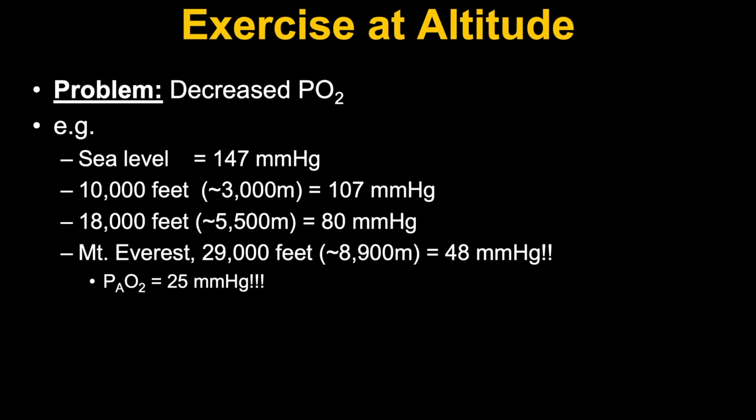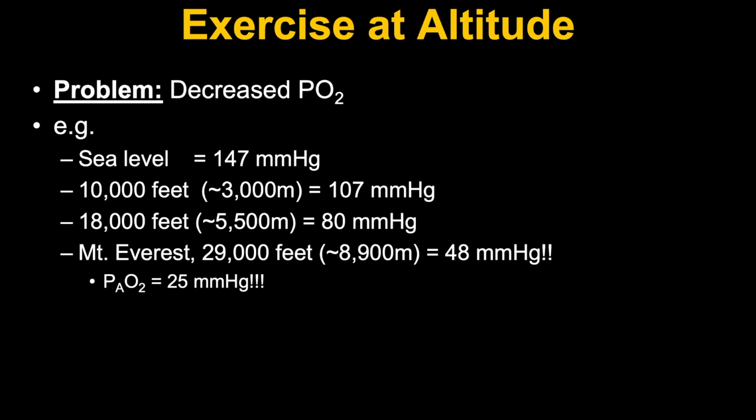The problem is that there's a decrease in the overall pressure of oxygen. If you recall from the pulmonary lecture, ambient air has a partial pressure of oxygen of about 21%. At sea level, that corresponds to about 159 millimeters of mercury. Alveolar air at this level is about 147 millimeters of mercury. If we go to 10,000 feet, the partial pressure of oxygen in the atmosphere is 107 millimeters of mercury.